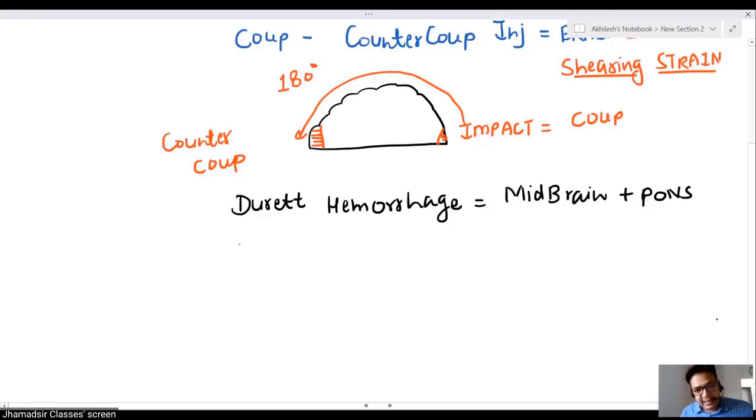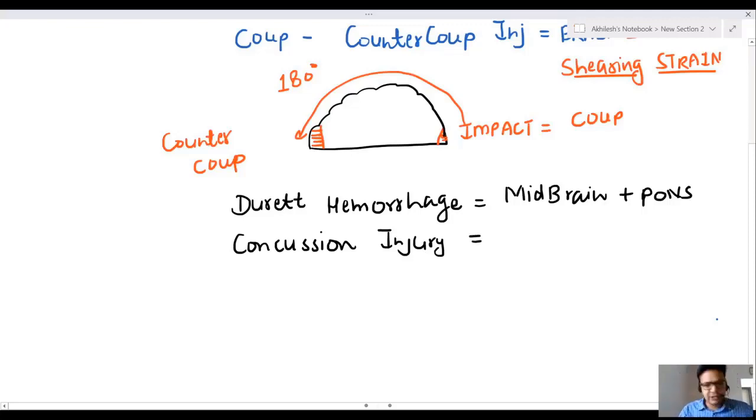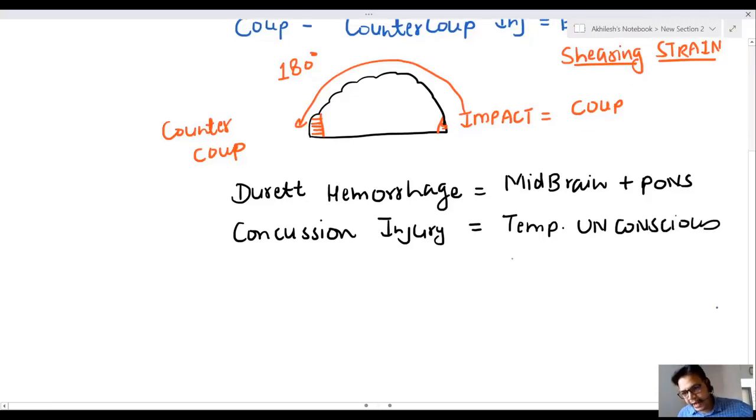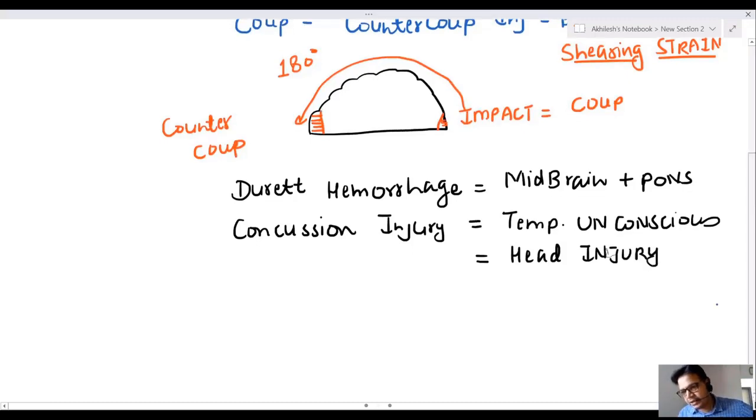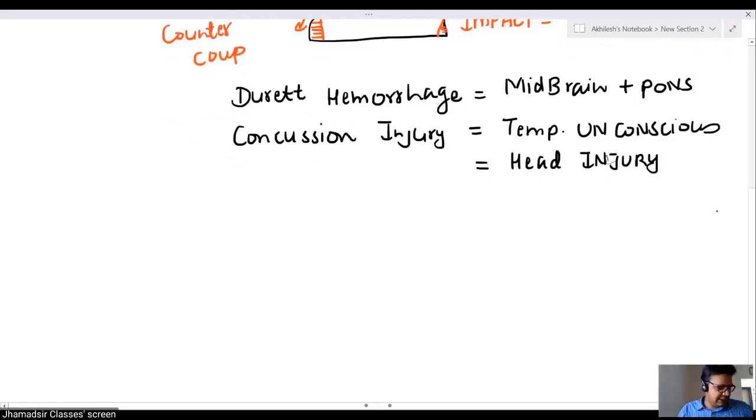Now, sir, there is an injury of the brain known as concussion injury. What is concussion injury? Here you are temporarily unconscious due to a head injury. This temporary unconsciousness due to head injury is known as concussion injury.